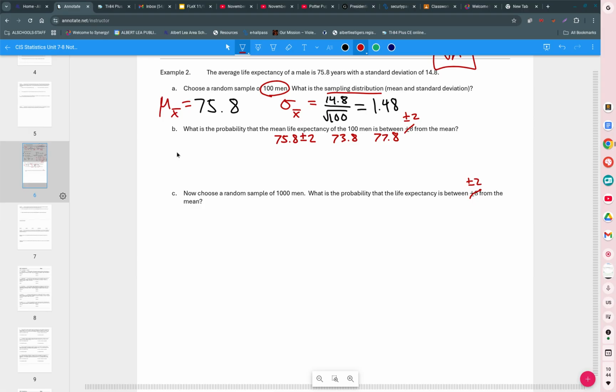Are we okay with that? So we're going to do 2 tests, one for each, for a total of 2. We'll do 73.8 minus 75.8 over our standard deviation of 1.48. And then we will do 77.8 minus 75.8 divided by 1.48.